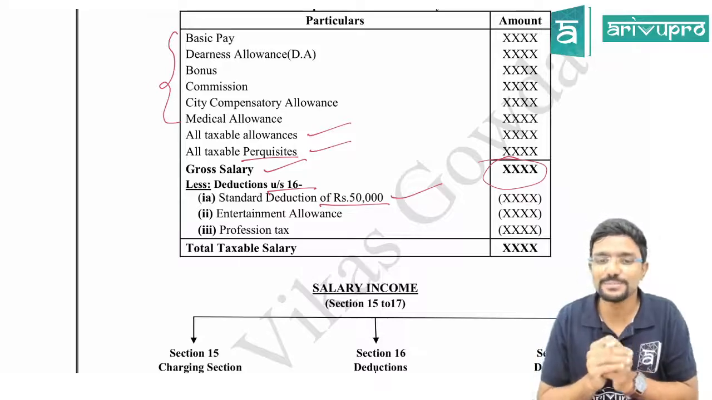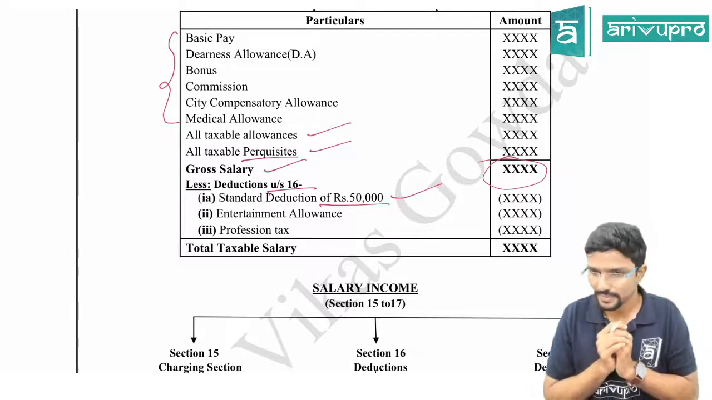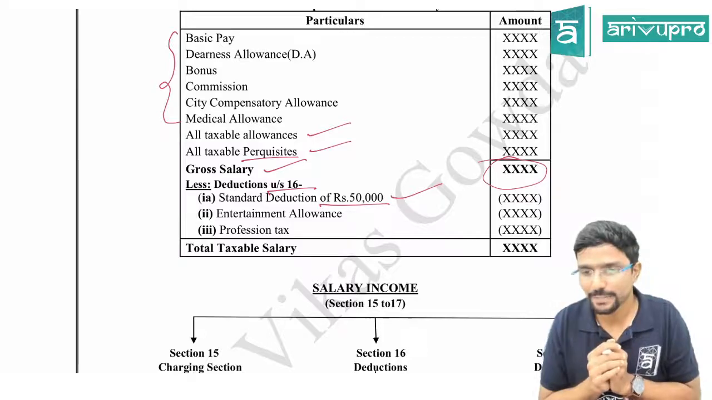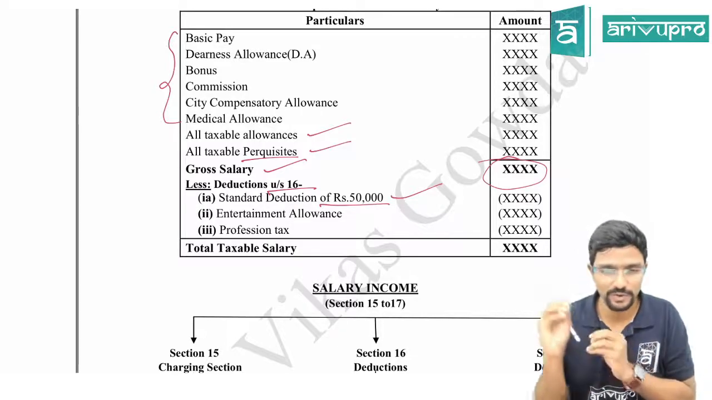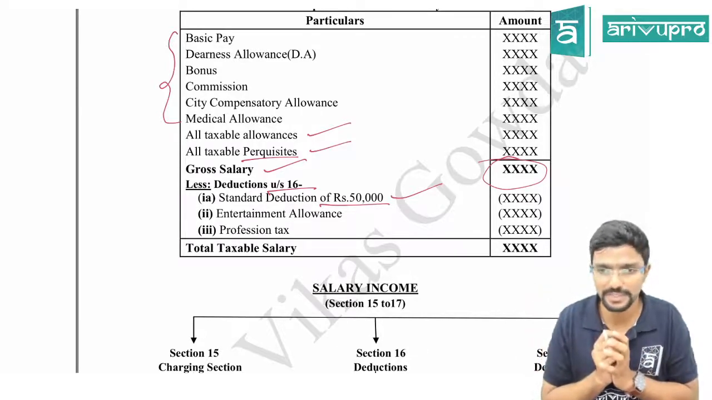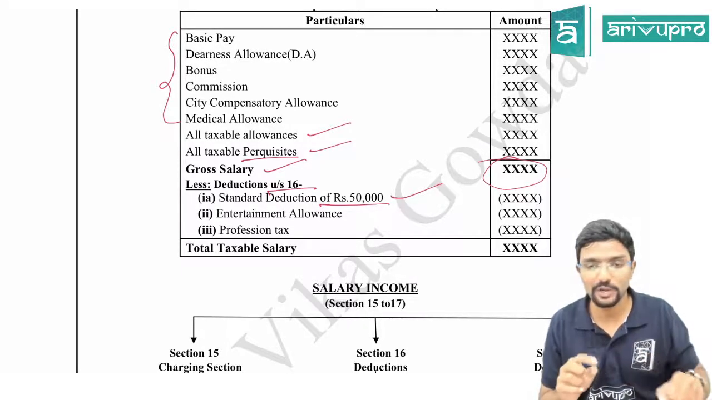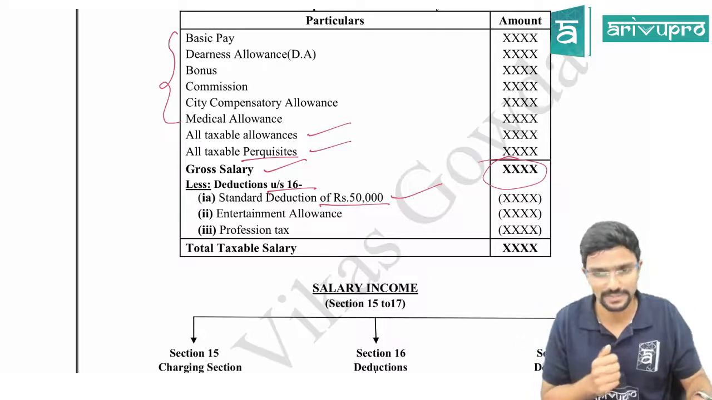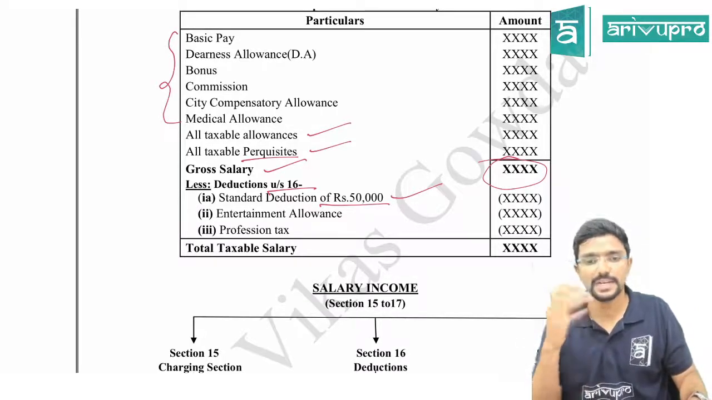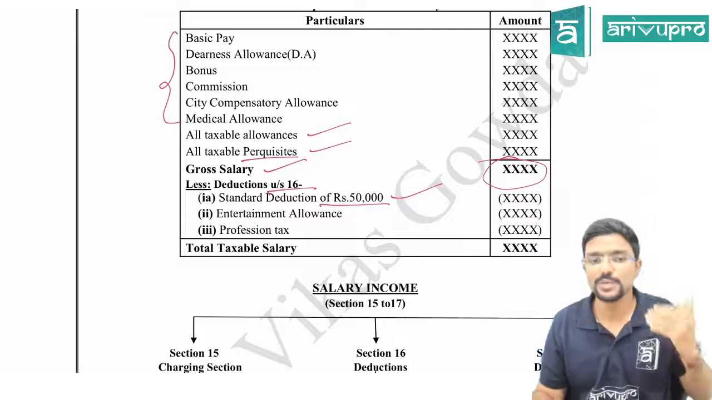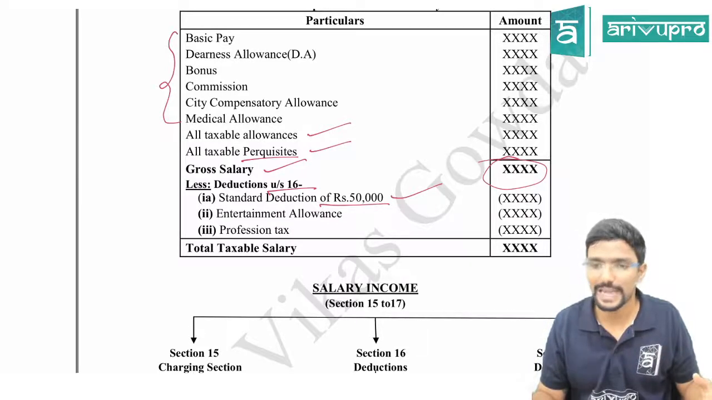In that case, you can claim standard deduction only 30,000. Agree? Next, entertainment allowance, some deduction can be claimed only by few people. Who are they? We will see. Then profession tax deduction. Profession tax is a tax which you pay on profession for the respective state governments. Agree? Which you can claim deduction. So after all this, you will get something called taxable salary.